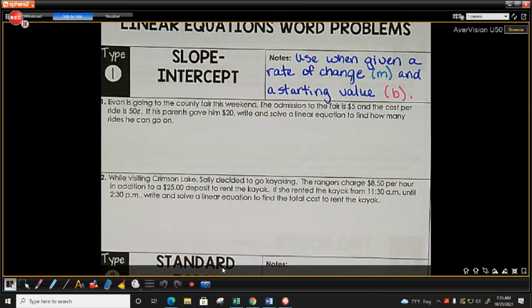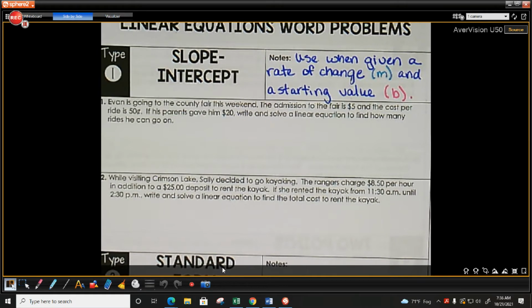So who wants to read number 1 for me? Michaela, you'll read number 2. Does that work? Evan is going to the country fair this weekend. The admission to the fair is $5 and the cost of the ride is 50 cents. If his parents gave him $20, write and solve a linear equation to find how many rides he bought.